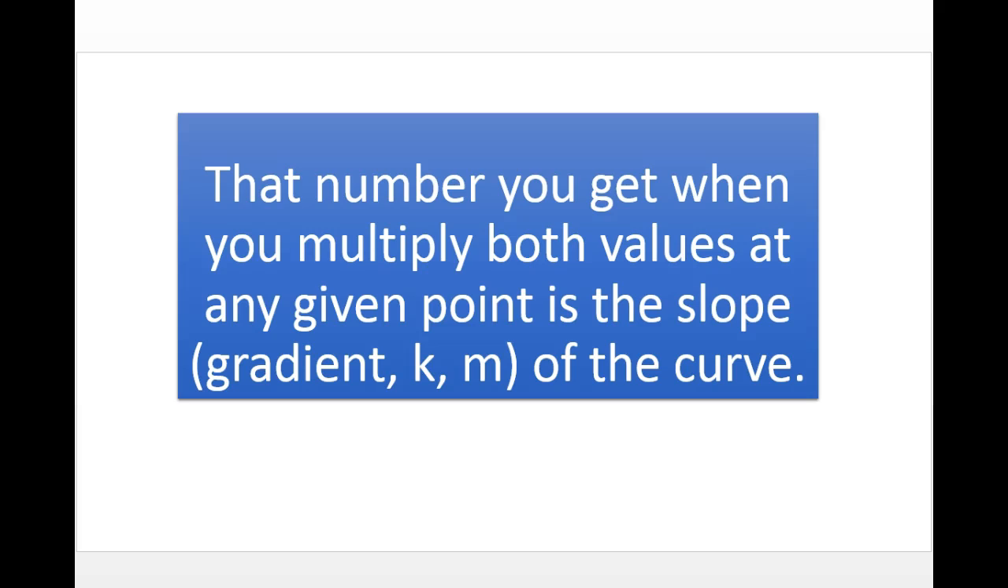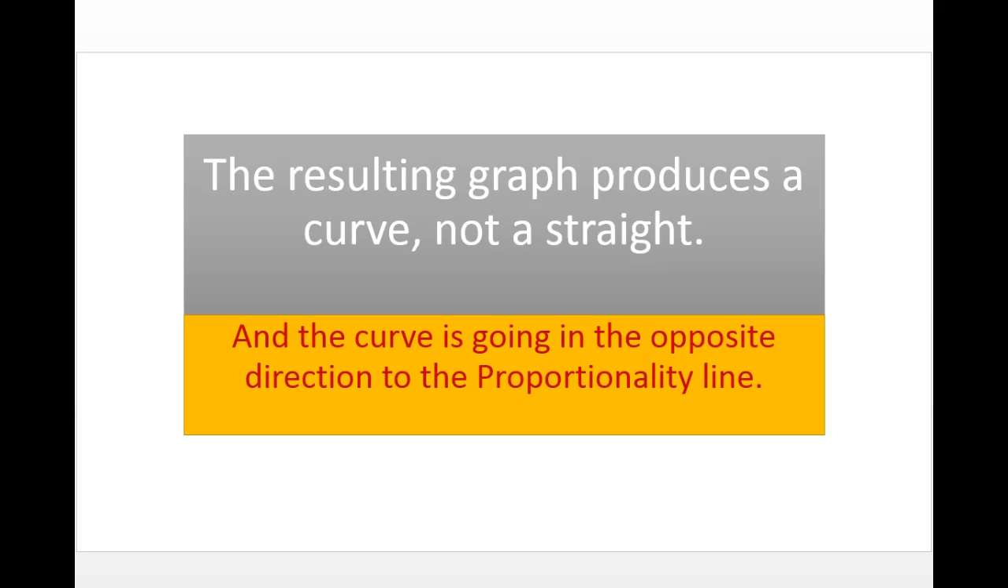That number that you get when you multiply both of them together, that constant, is actually the slope. And of course, the slope is also known as the gradient. It can be represented by k, it can be represented by m. So that would be the gradient or the slope of the curve.